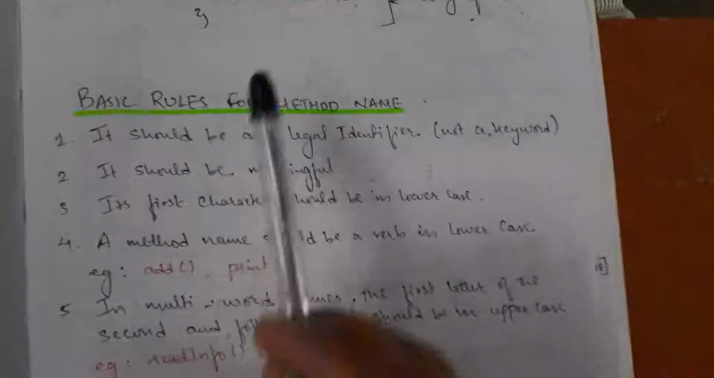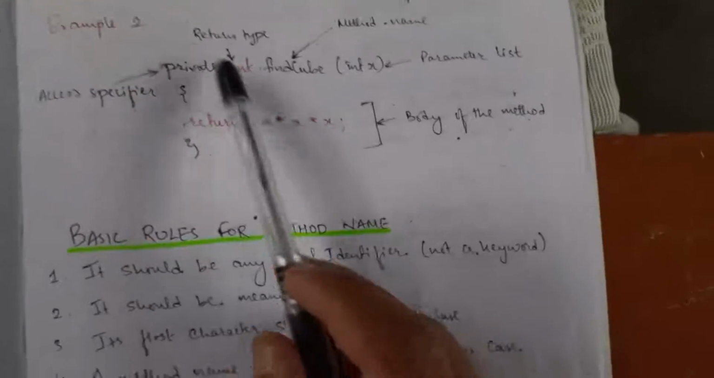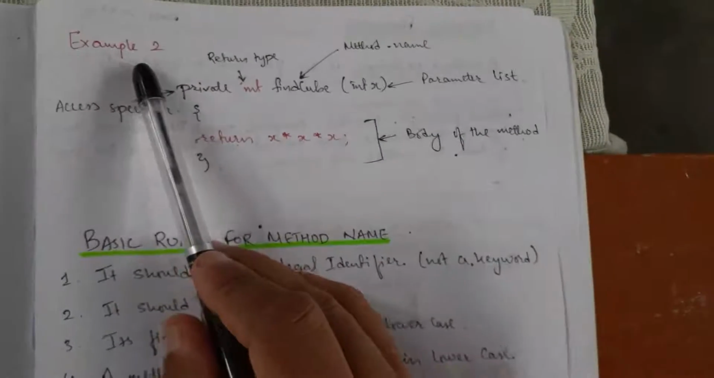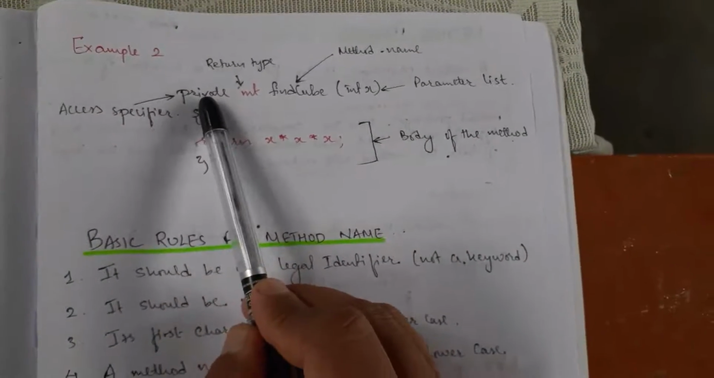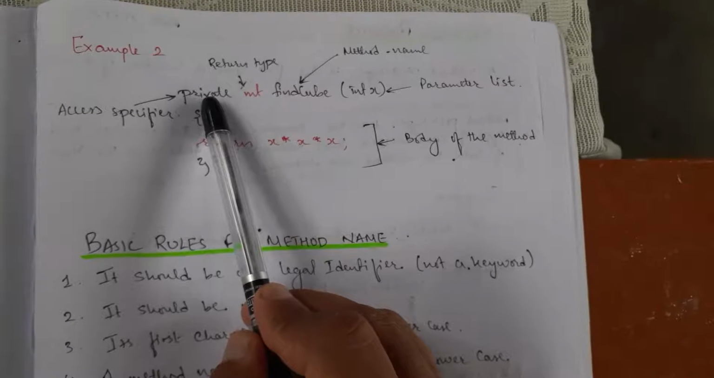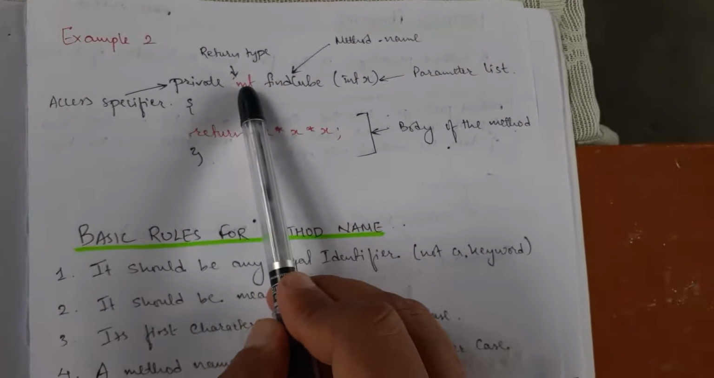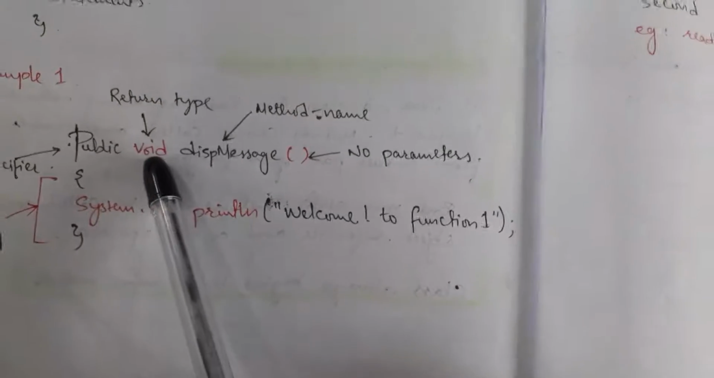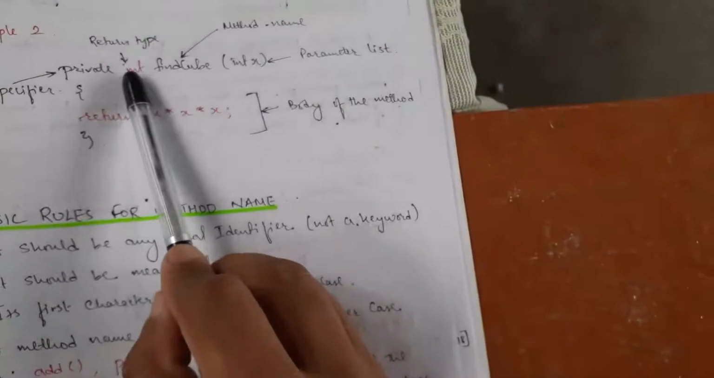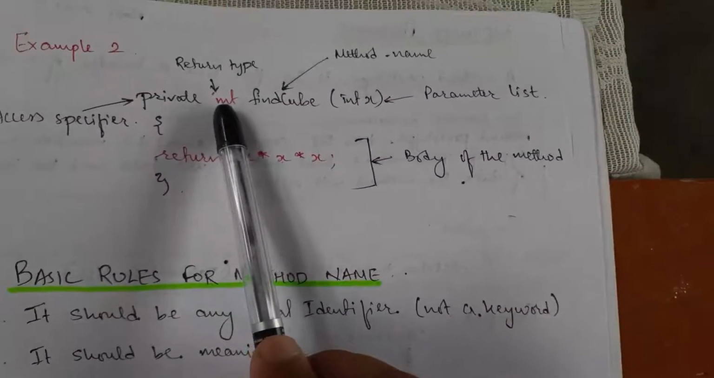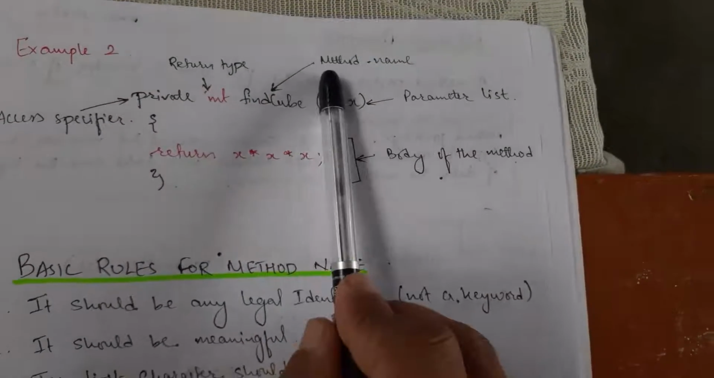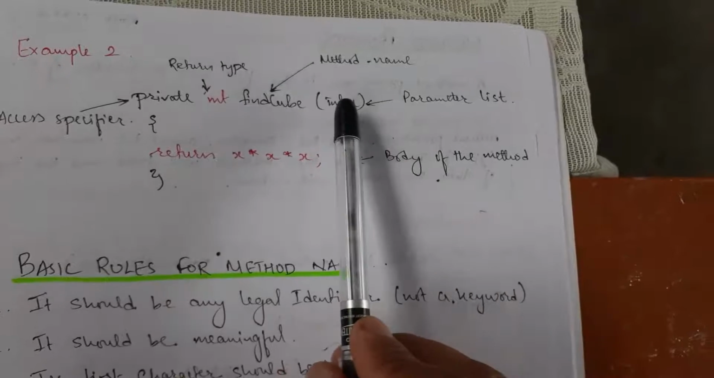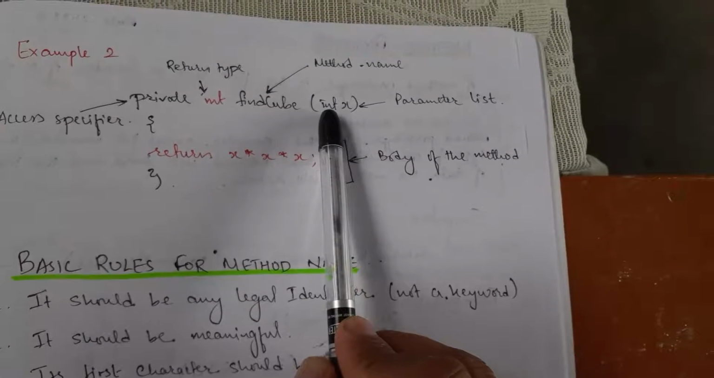Now the second example, let us look at the second example. Now private, the second kind of access specifier, private is used, return type here is int. If you check the second example, the return type used here is void. Okay, so in the second example the return type used is int, and findCube is the name of a method or a function, and inside the bracket int x is given.